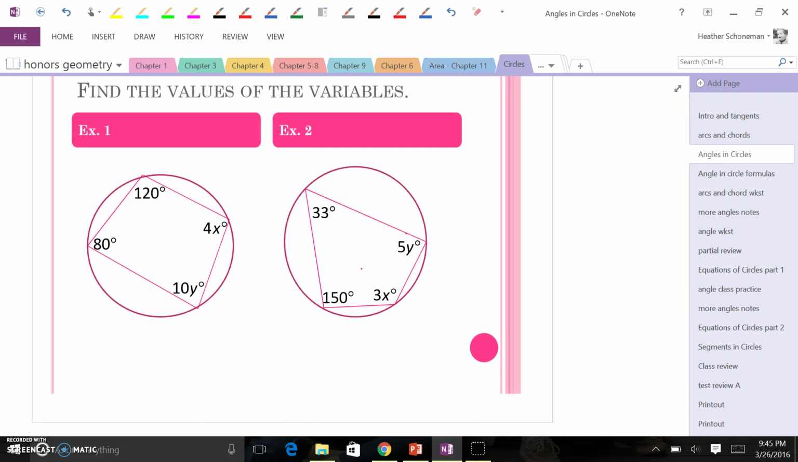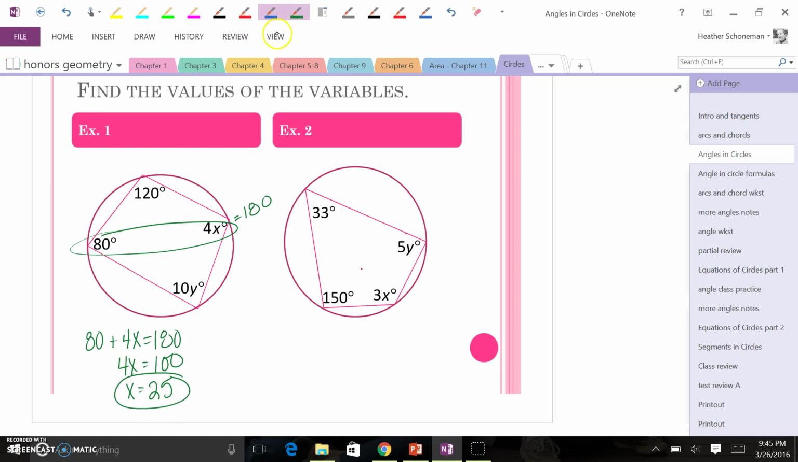do some examples. Example 1. The opposite angles are going to add to 180. That means these two add to 180. So 80 plus 4x equals 180. So 4x equals 100. So x is 25.